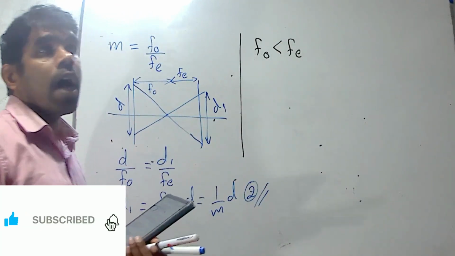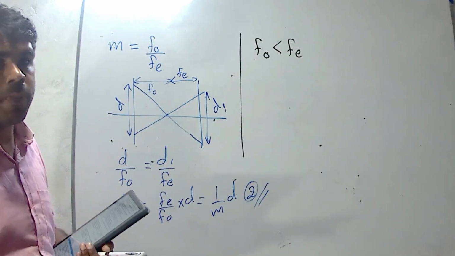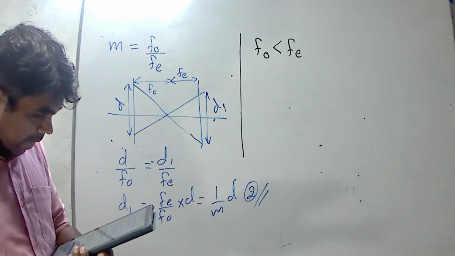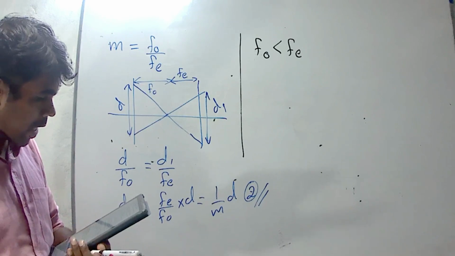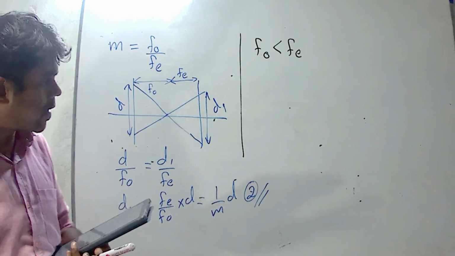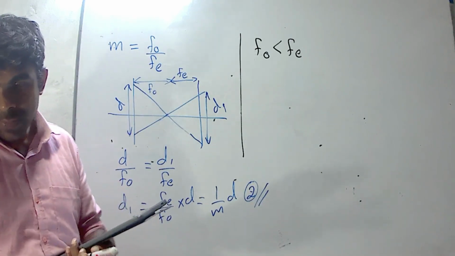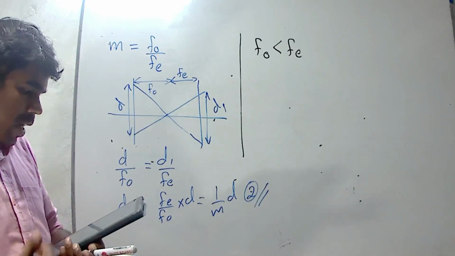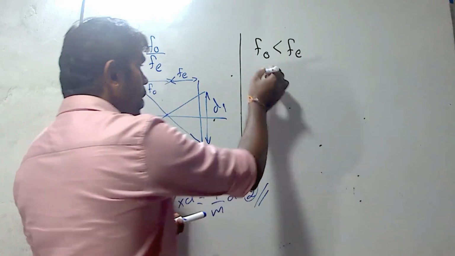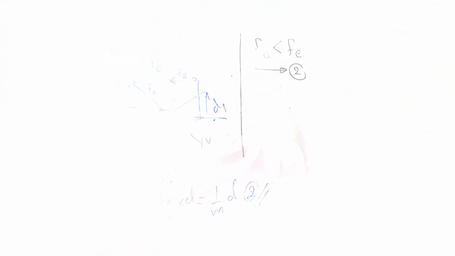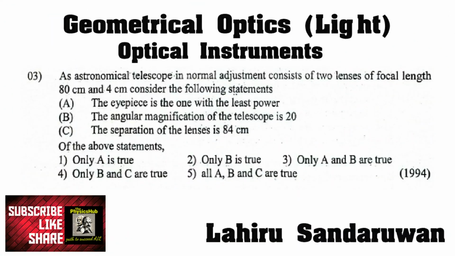It means the focal length of the eyepiece should be maximum, and we know that for a compound microscope we are using convex lenses. Therefore, we have to use the given maximum focal length, 20 centimeters, convex lens. The answer should be 2.